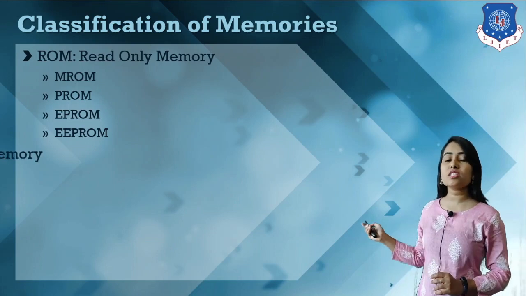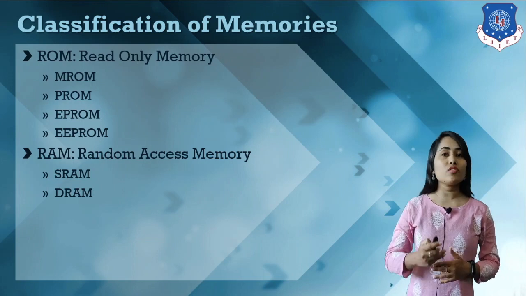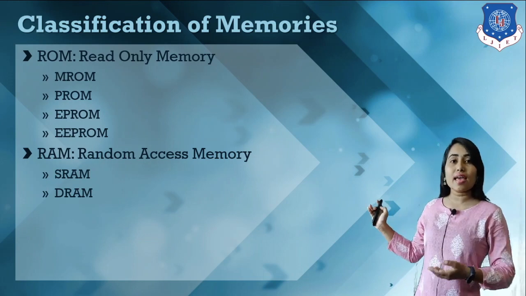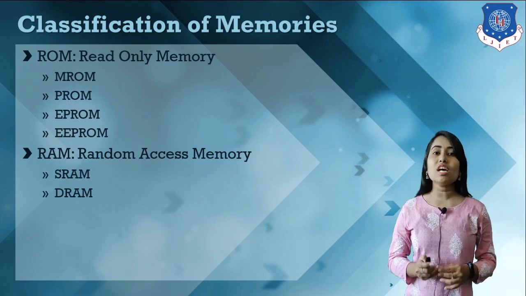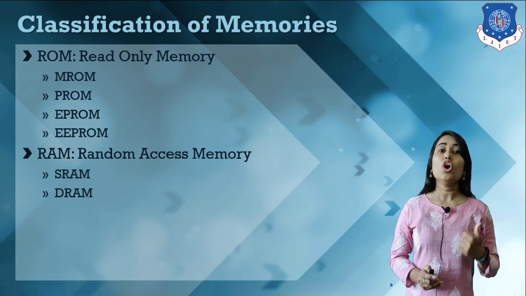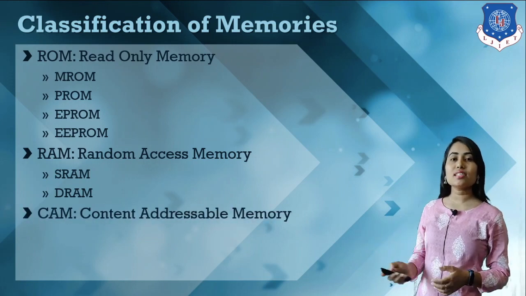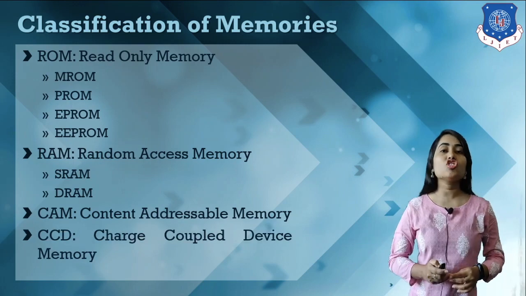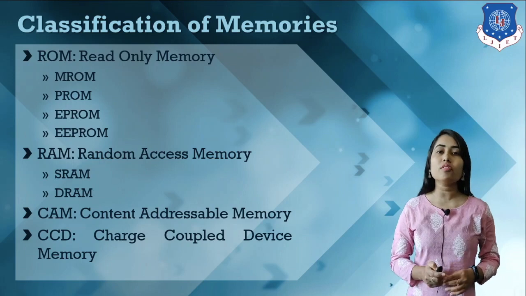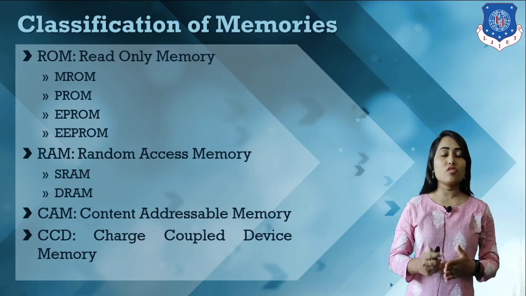Then we have the next memory, that is RAM, random access memory, which is read and write memory. Here we have SRAM and DRAM, that is static RAM and dynamic RAM. So the basic memories are ROM, read-only memory, and RAM, read and write memory. We have other classifications of memory: content addressable memory and charge coupled device memory. So let's discuss ROM and RAM one by one.